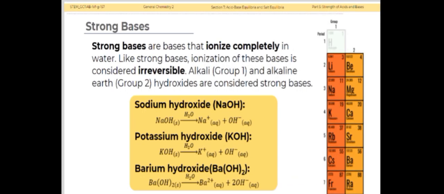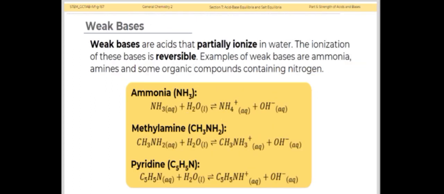Strong bases are bases that ionize completely in water. Like strong acids, ionization of these bases is considered irreversible. Hydroxides of alkali metals, group 1, and alkaline earth metals, group 2, are considered strong bases. Examples of strong bases are sodium hydroxide, potassium hydroxide, and barium hydroxide. Recall, the metals on the left constitute the alkali and alkaline earth metals.